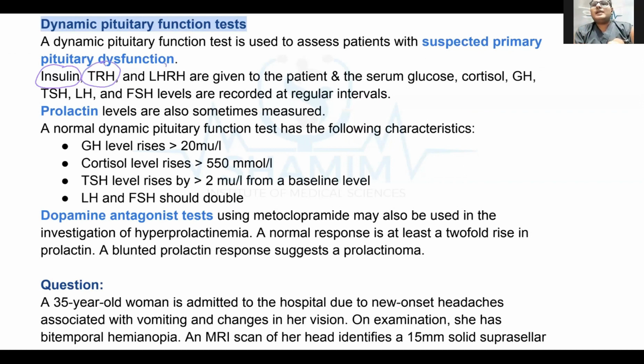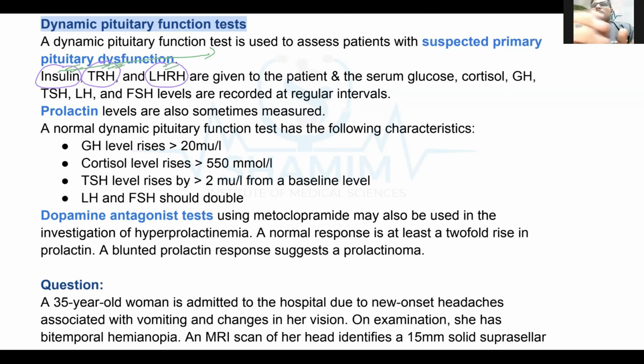We will see how insulin, thyrotropin releasing hormone and luteinizing hormone releasing hormone increase glucose, cortisol, growth hormone, and so on. Why? Because these hormones act on the anterior pituitary. When we give insulin, it produces hypoglycemia and stress, and that stress increases the ACTH release from the anterior pituitary that causes more release of cortisol.